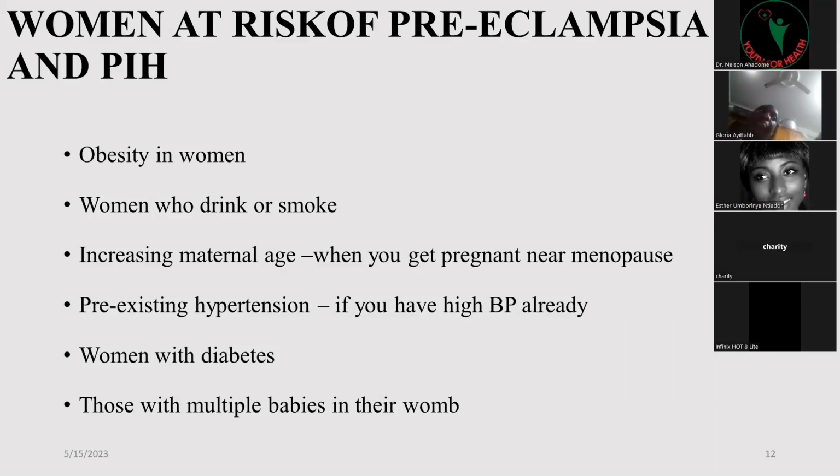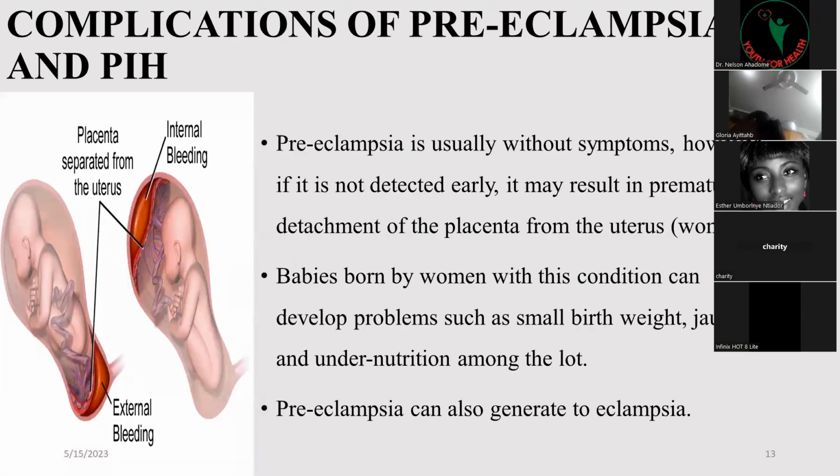Women who have multiple babies in their womb are likely to develop high blood pressure and preeclampsia. So if you have twins, triplets, or quadruplets in your womb, it's better to check and be consistent with your medical checkups to prevent preeclampsia.